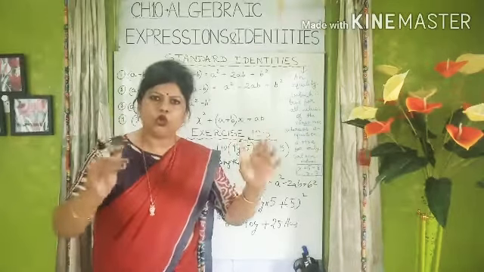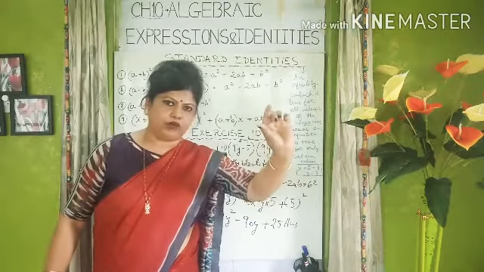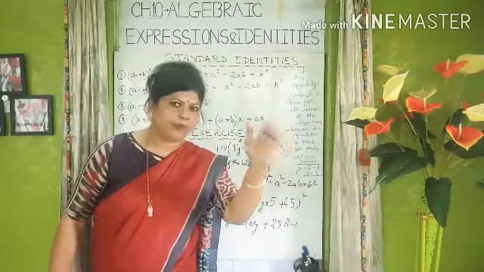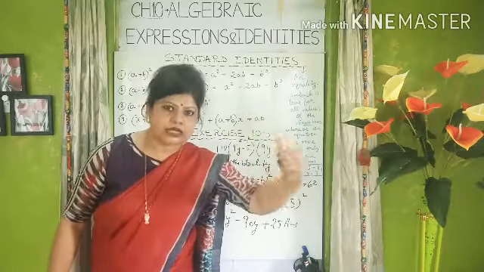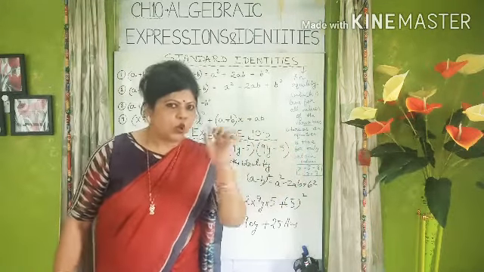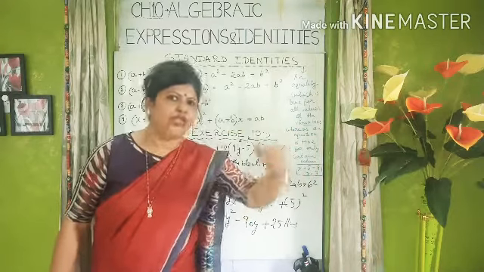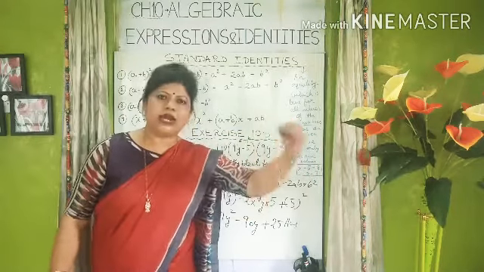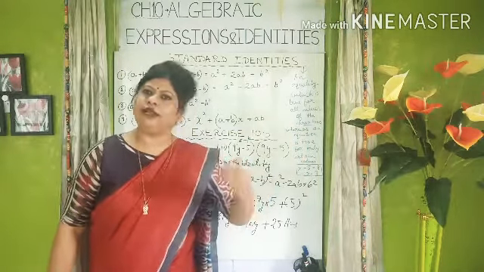So what you have to do, you have to see the question very carefully. After seeing the question, you have to think which identity this will follow. Which identity will I apply to solve this? Write down the identity and solve accordingly.